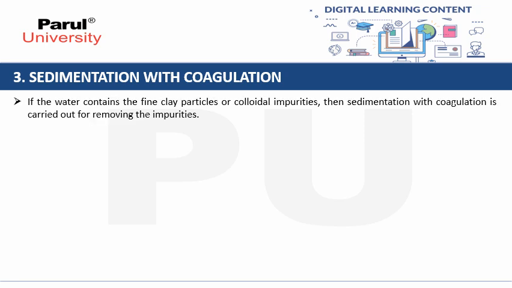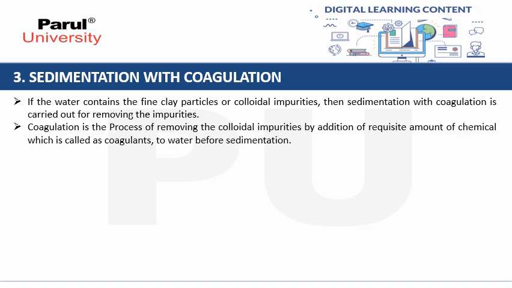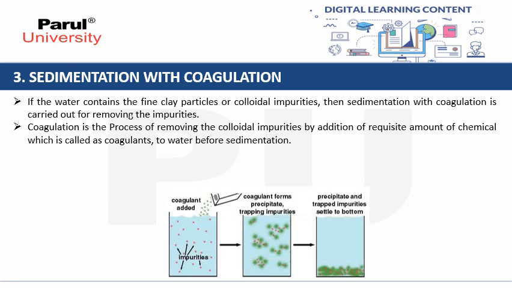Sedimentation with coagulation. If the water contains fine clay particles or colloidal impurities, then sedimentation with coagulation is carried out for removing the impurities. Coagulation is a process of removing the colloidal impurities by addition of a requisite amount of chemical, which is called a coagulant, to water before sedimentation.